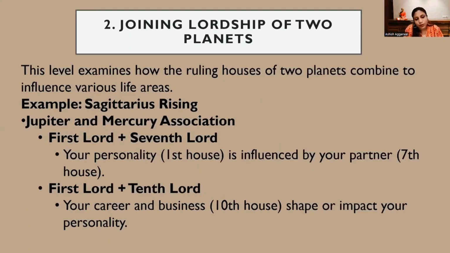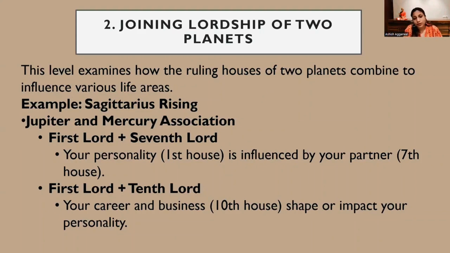Now, we will talk about what your rising sign is. According to the rising sign, if two planets are coming together, they also blend their lordship. In Sagittarius rising, Jupiter and Mercury align. My ascendant lord influences my personality. This means that a lot of things are coming together.